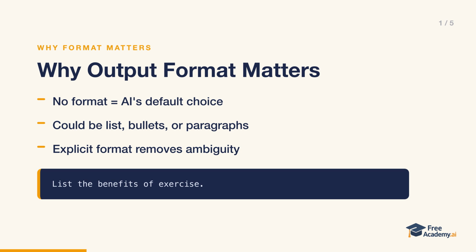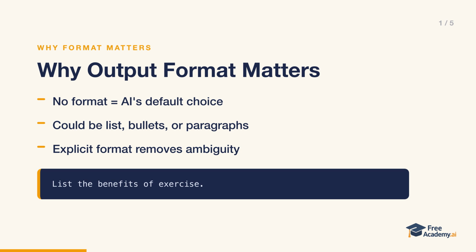Controlling output format makes sure you get exactly the structure you need. When you don't specify a format, you're leaving it up to the AI's default choices, and those can vary every time. Take a simple prompt like this one. List the benefits of exercise.